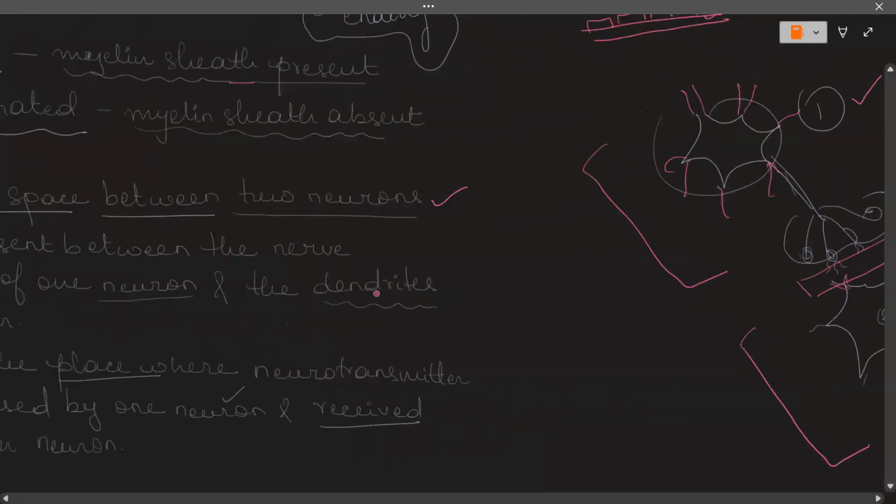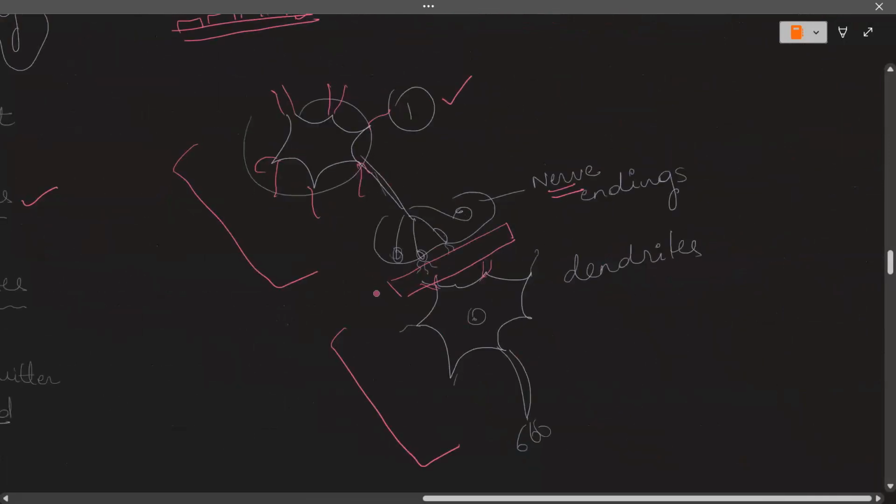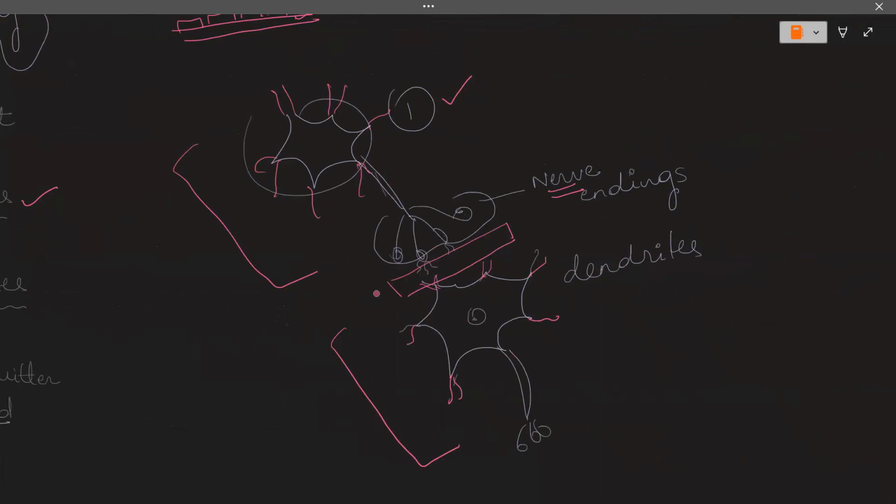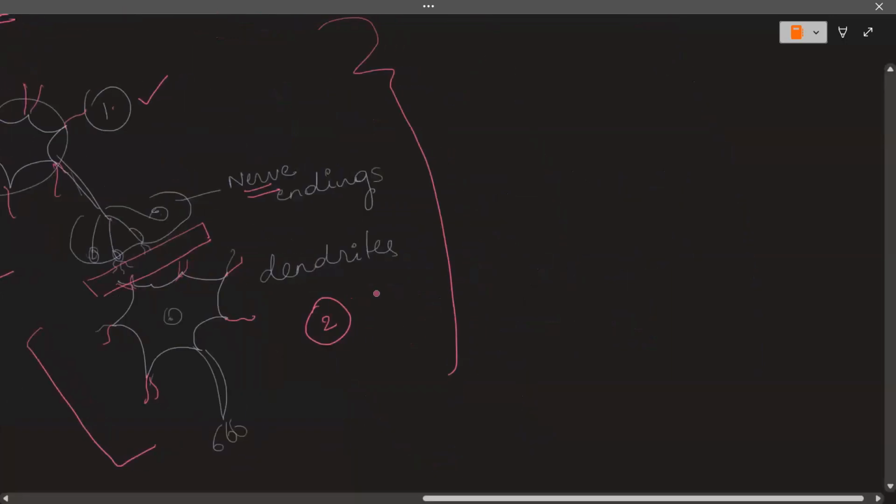Do you see the position, students? Here are the nerve endings, and here we have the dendrites. So this space is present between the nerve endings of the first neuron and the dendrites of the second neuron. Is this part clear to everyone? Shall I explain it again? Okay, I'll draw a fresh diagram.